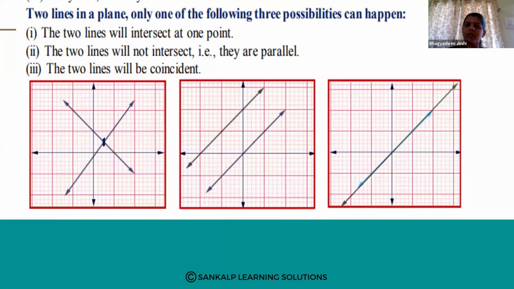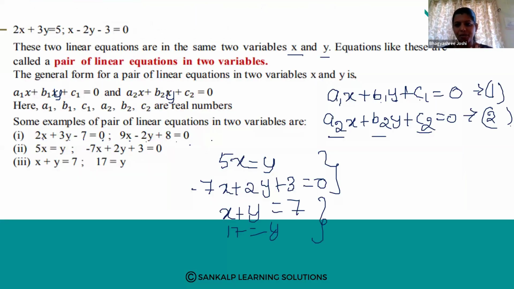So next comes, for two lines in a plane, only one of the following three possibilities can happen. See, this is a linear equation and it has two solutions, one for x and one for y. Already I have told you. So for linear equations, if you plot a graph for a linear equation, you will get a straight line. You will get a straight line because it is a linear equation.